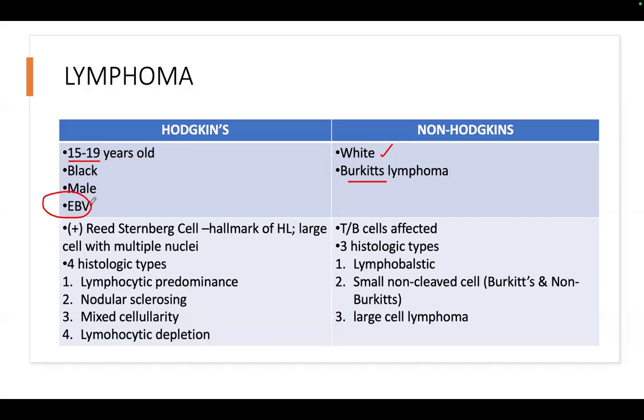Now, it is impossible that Reed-Sternberg cell will not come out of the boards. Reed-Sternberg cell is the histologic hallmark of Hodgkin's disease, wherein you have prominent owl's eye appearance or the presence of mirror images. Okay, that is the classic. Classic na classic yan.